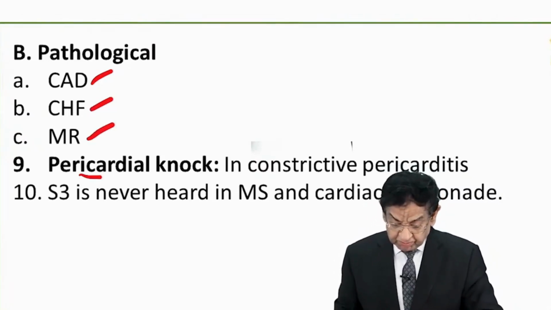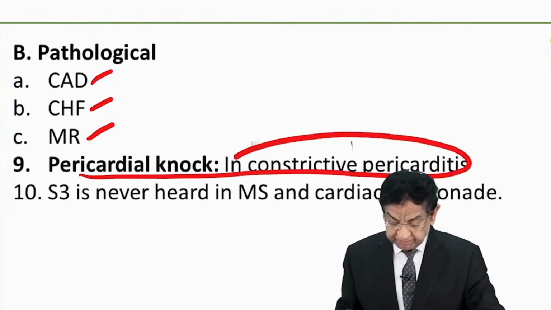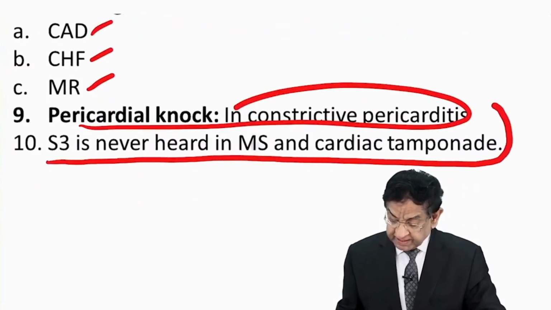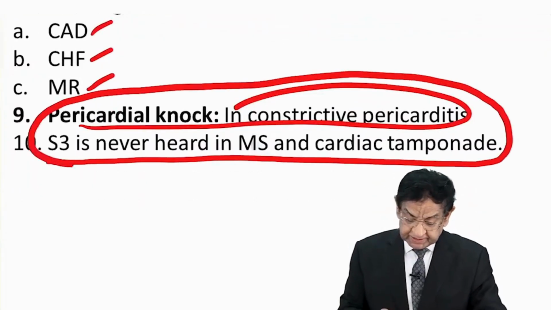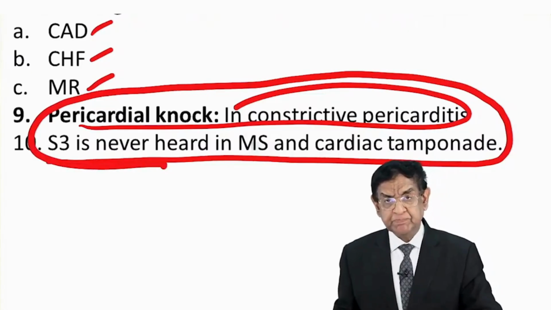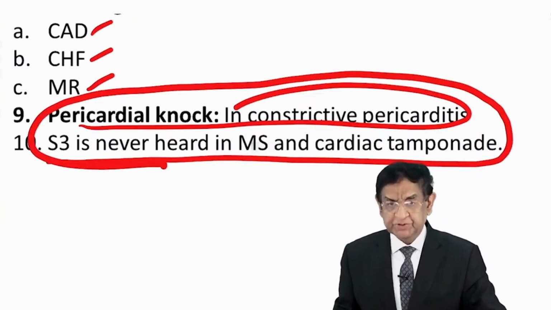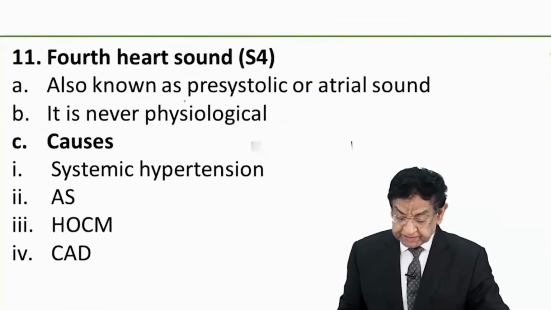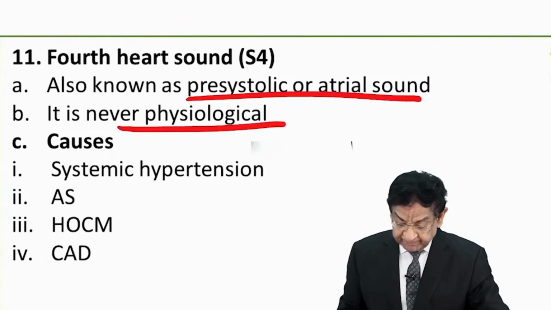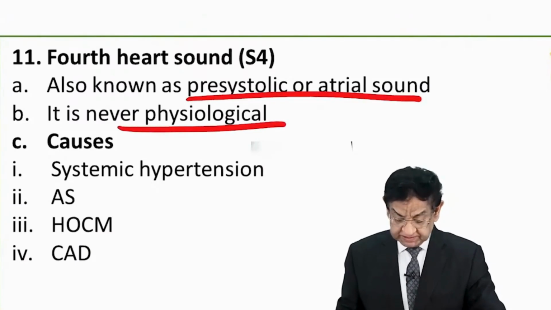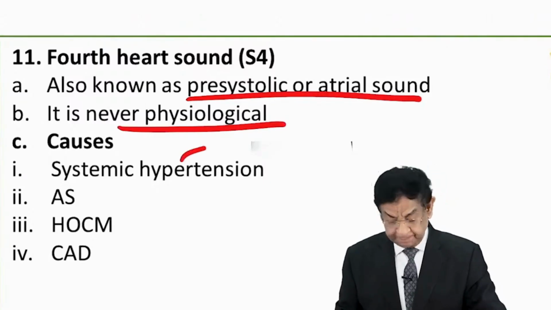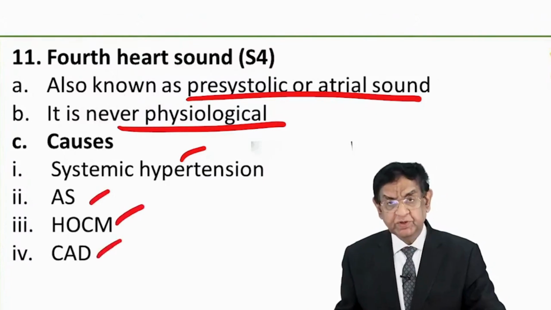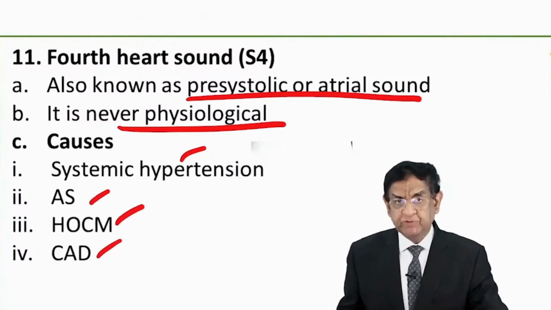Pericardial knock, the most important, is seen in constrictive pericarditis. S3 is never heard in MS and cardiac tamponade; these two are the most important questions that you should remember. Fourth sound, pre-systolic or atrial sound, is never physiological, seen in hypertension, AS, HOCM and CAD. All these you have to remember.